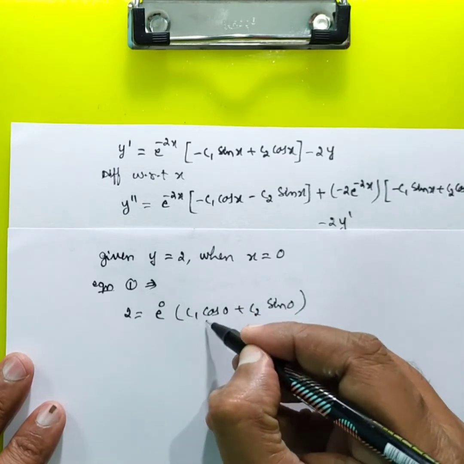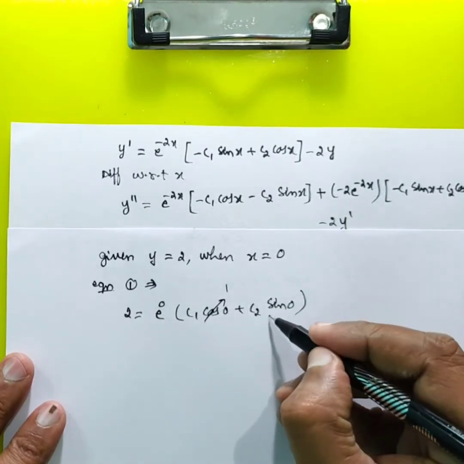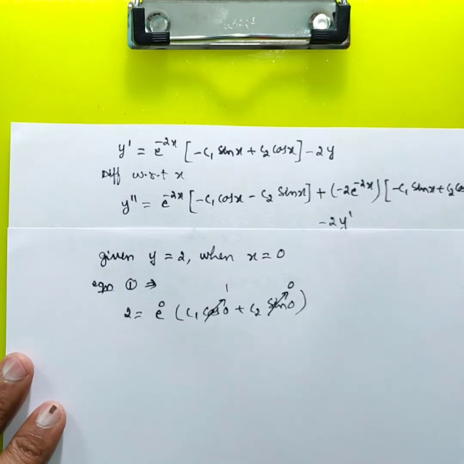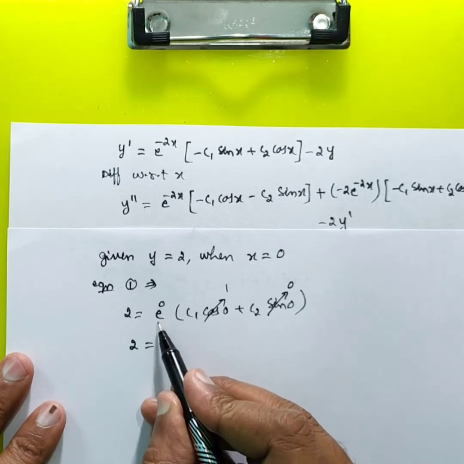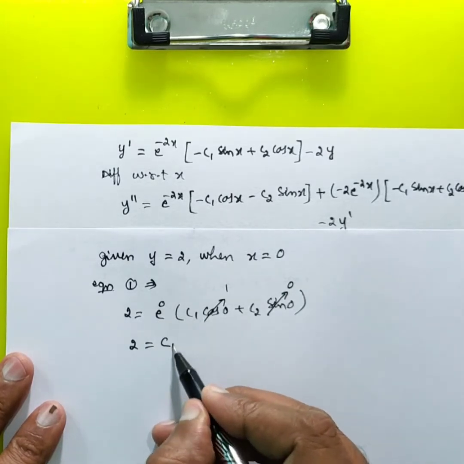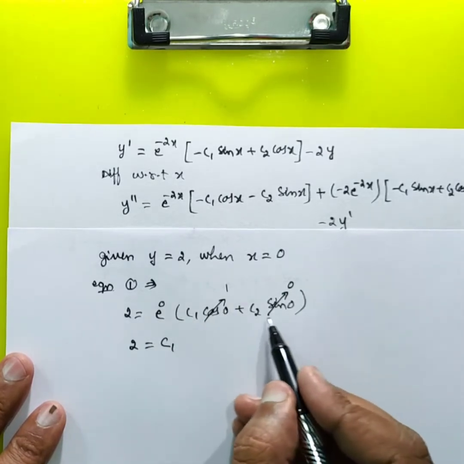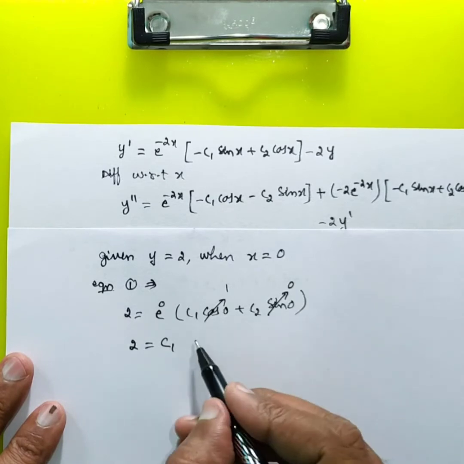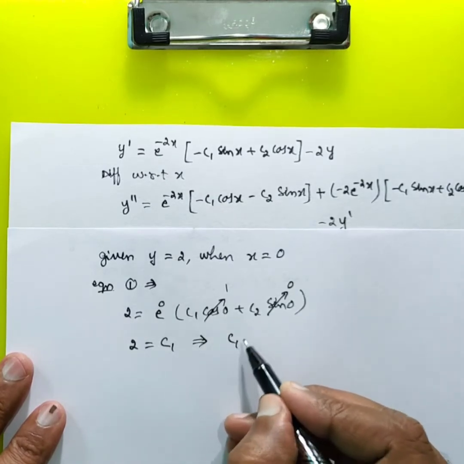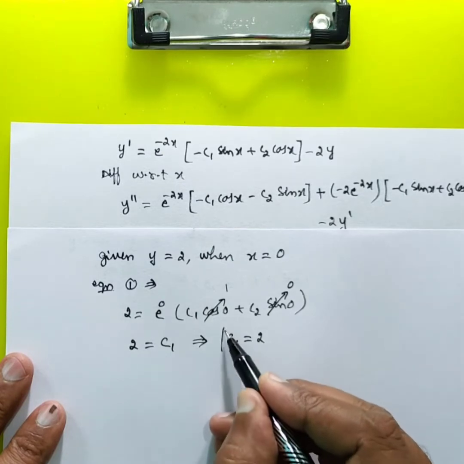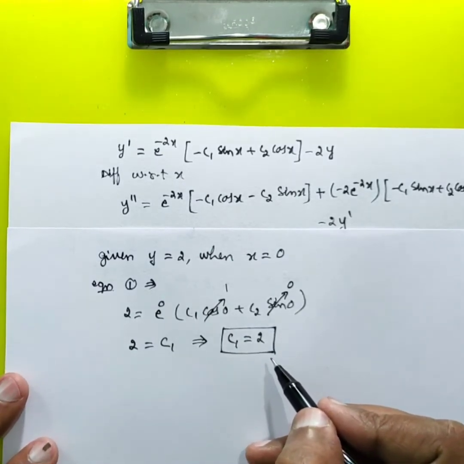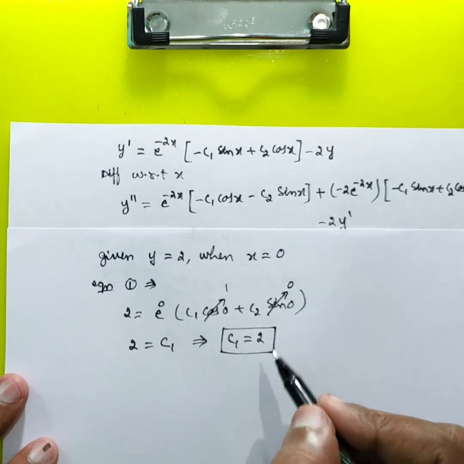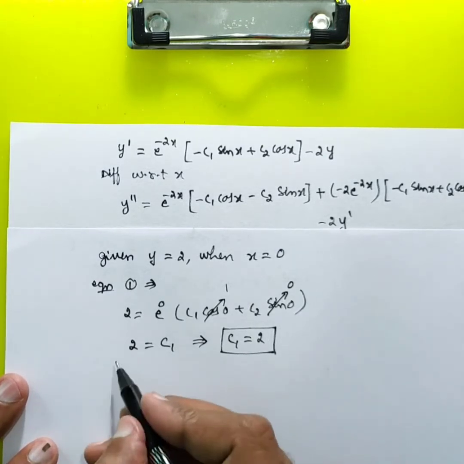So we know that cos of 0 will be 1 and sin of 0 will be 0. So if you try to evaluate this one, this will be 2 is equals to, e power of 0 is 1. So here you have only c1. Because cos 0 is 1, this term is 0, so completely it becomes 0. So therefore we have got the first constant c1 to be equals to 2. Now to find out the value of c2, we'll use the second condition.